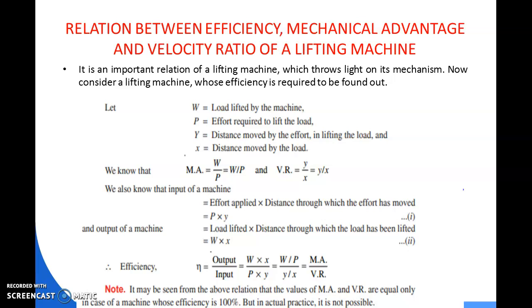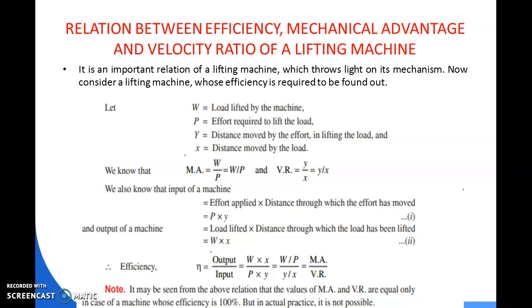So in case of a lifting machine, there is an important relationship which throws light on its mechanism. First of all, we have to consider a lifting machine whose efficiency is required to be found out. Consider W be the load lifted by the machine, P be the effort required to lift the load, Y be the distance moved by the effort, and X be the distance moved by the load.